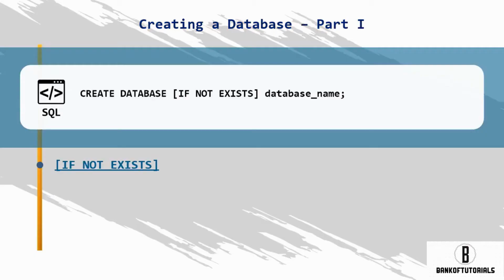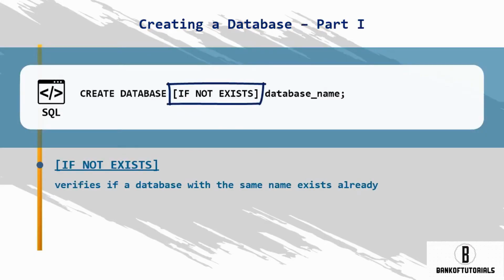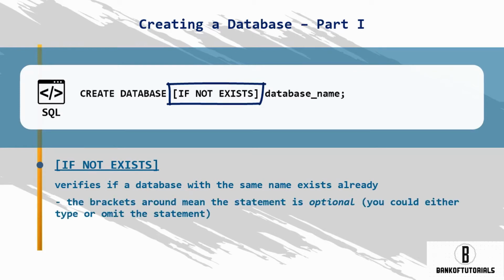IF NOT EXISTS will verify if a database with the same name exists already. If it does, this will impede us from creating a database with the same name. The brackets around indicate that the statement between them is optional in the syntax. Optional means you could either type or omit the statement. This is the situation with IF NOT EXISTS. Even if you don't include it, the code will run anyway.